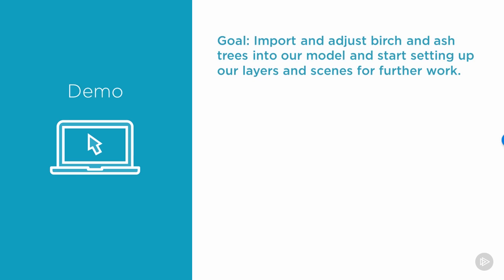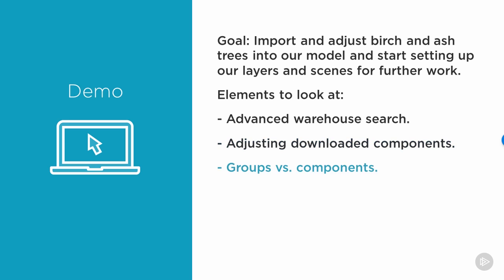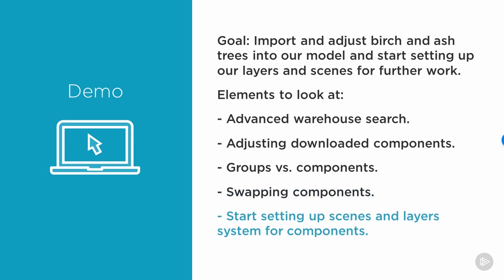In this demo, we will import and adjust birch and ash trees into our model to replace our tree markers. And we will start setting up layers and scenes for further work. So in particular, we will look at advanced warehouse search options, adjusting downloaded components. We will look at how groups are different from components and why you should always use components, essentially. We will look at swapping components, and we will start setting up our scenes and layers.